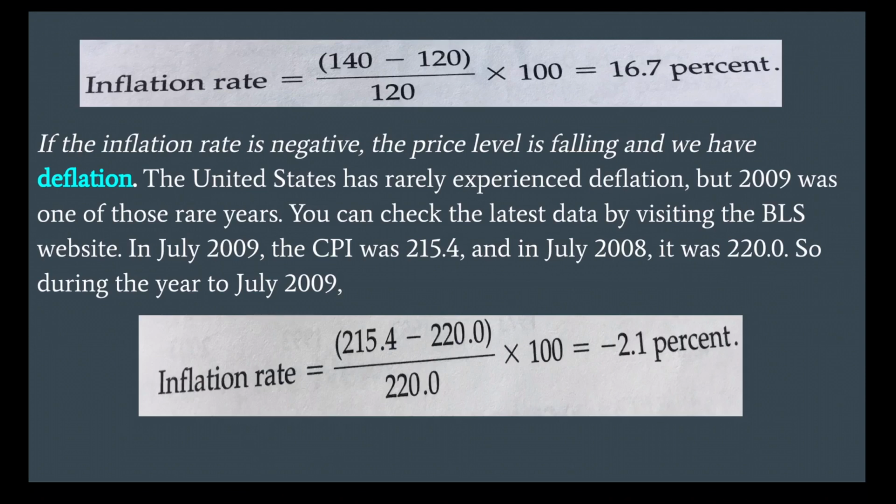If the inflation rate is negative, the price level is falling and we have deflation. The United States has rarely experienced deflation, but 2009 was one of those rare years. You can check the latest data by visiting the BLS website. In July 2009, the CPI was 215.4 and in July 2008 it was 220.0. So during the year to July 2009, the inflation rate was 215.4 minus 220 over 220 times 100, which is negative 2.1%.